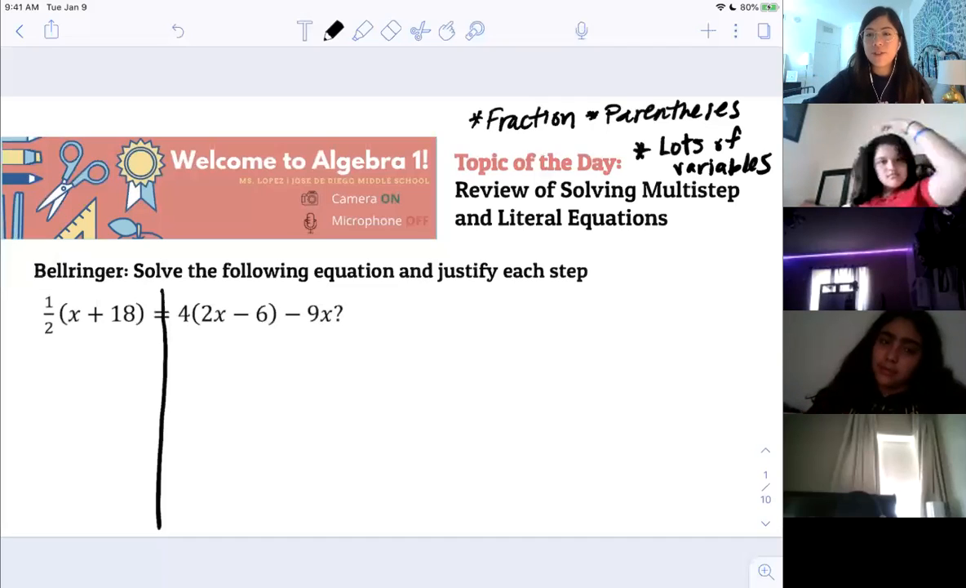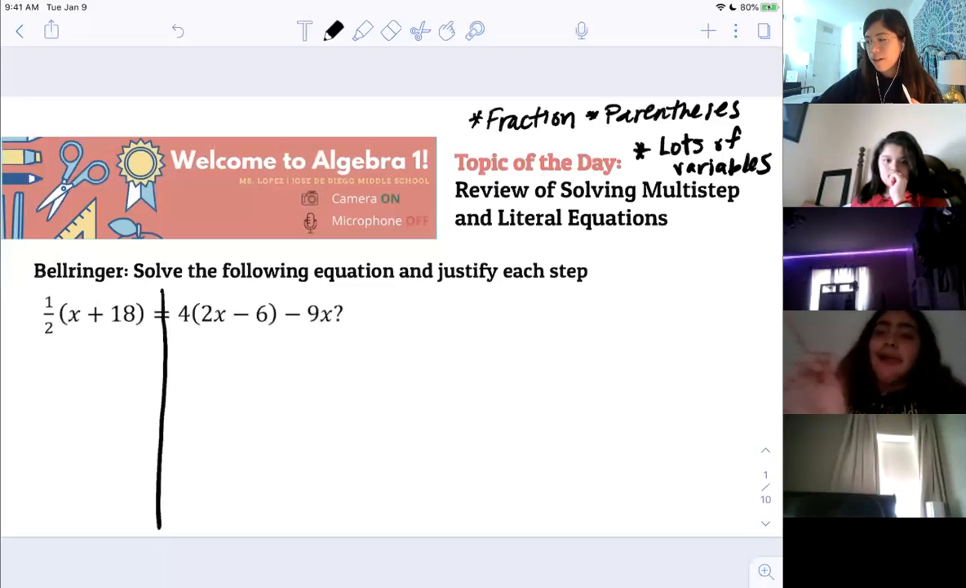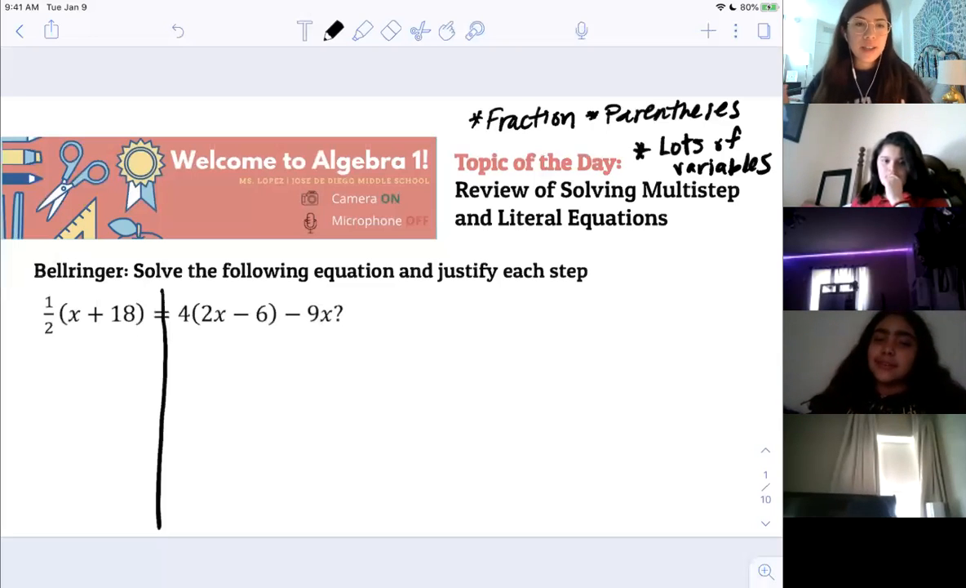That's the kind of thing you have to try and figure out. Should you multiply the fraction? So should you distribute the fraction, or should you try and get rid of it first? So you say distribute. What do you guys think?